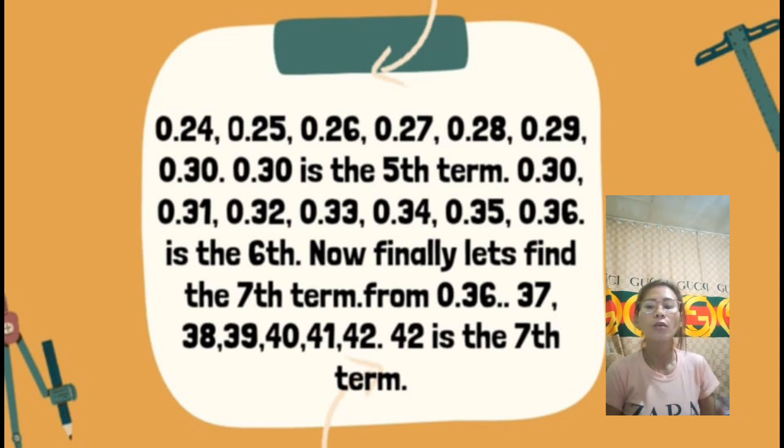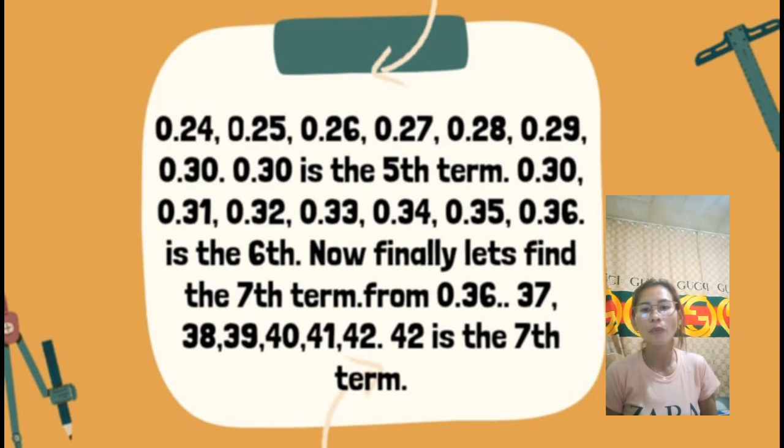Okay, let's continue from 0.30, 0.31, 0.32, 0.33, 0.34, and 0.35, 0.36. So, 0.36 is the sixth term.